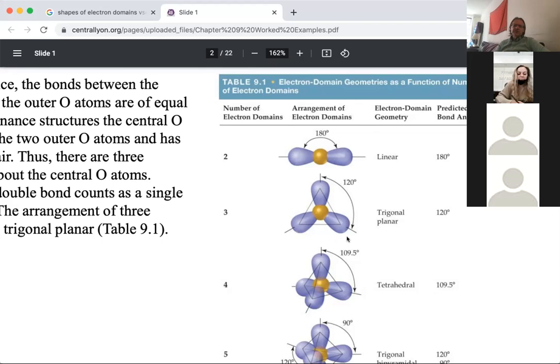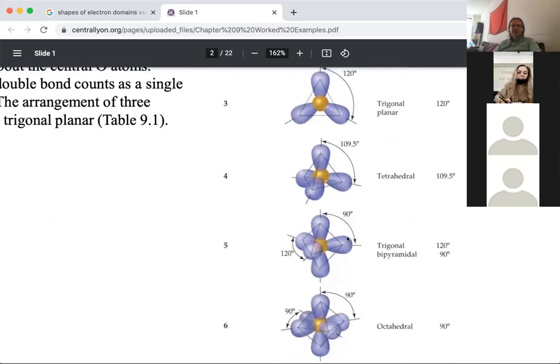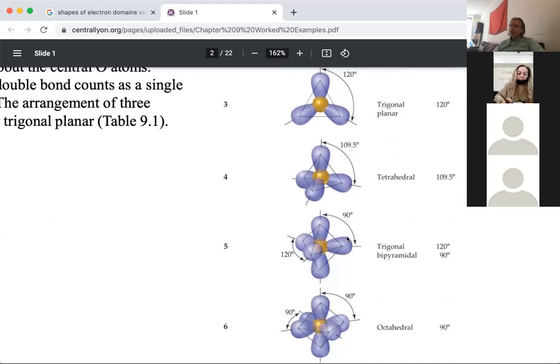The second one is when you have 3 domains around the central atom, and the central atom there is the one in the middle, it's orange, and then you have 3 domains around it. So it could be a lone pair, could be a single bond, could be a double bond, but those are the domains. 3 of them, that's called trigonal planar, and it's 120 degrees. Okay, that's the predicted bond angle. Then you get to 4 domains. And 4 domains is now 3-dimensional. So that's the first one that takes up 3D.